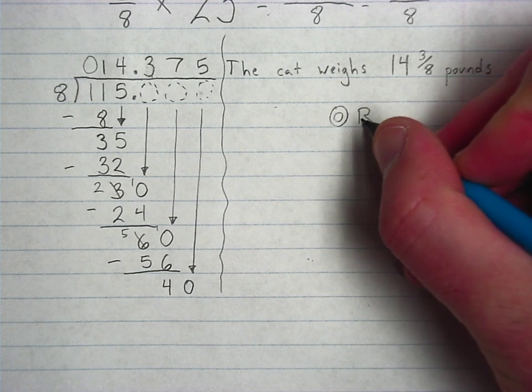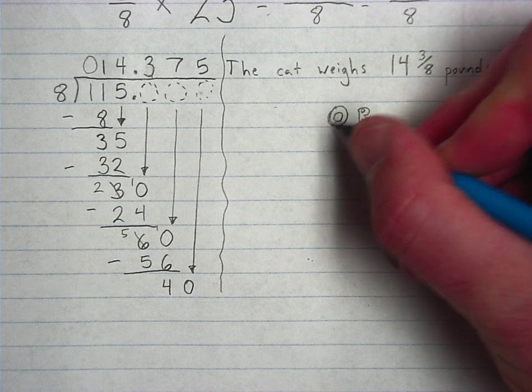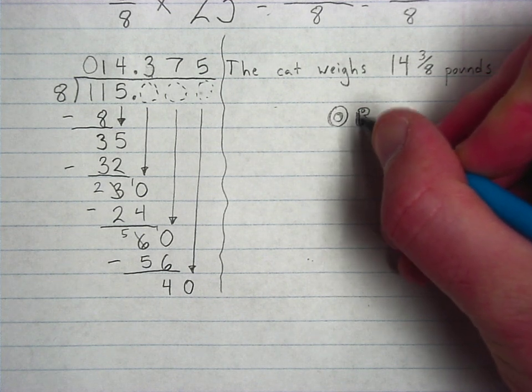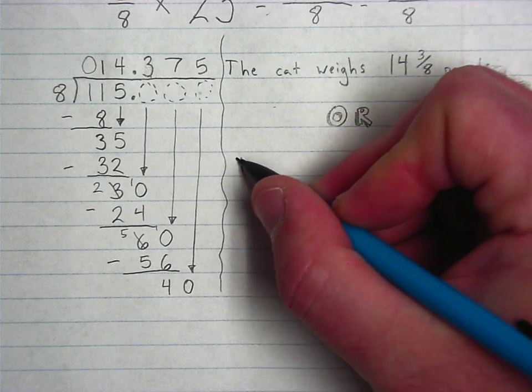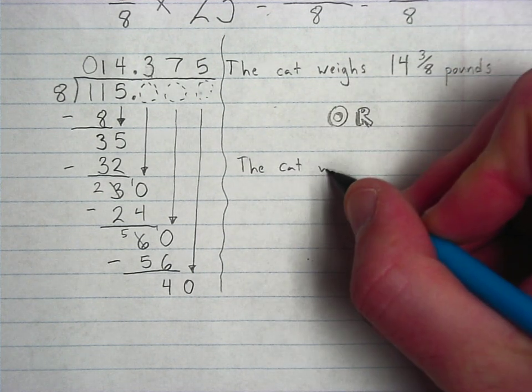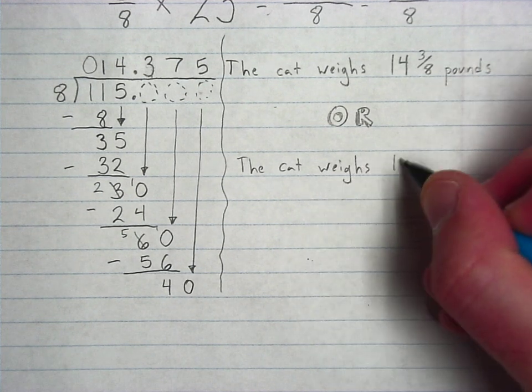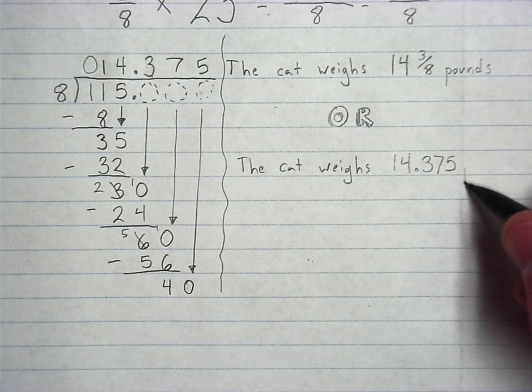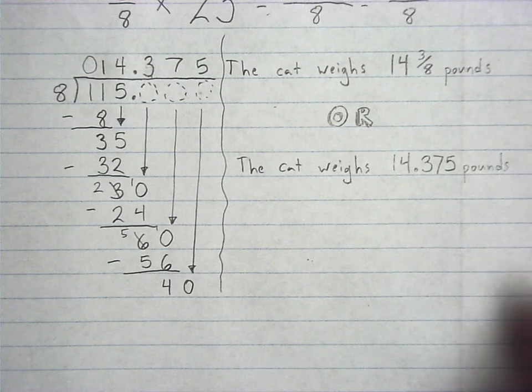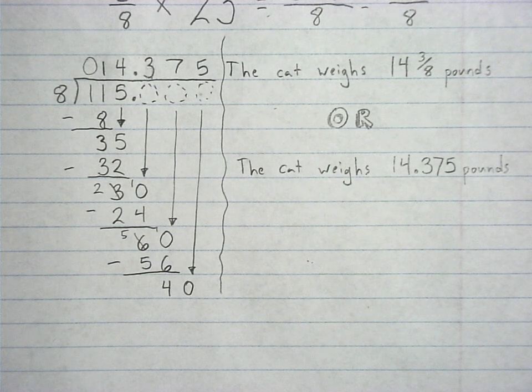Or, we can say it a different way. We can also say the cat weighs 14 and 375 thousandths pounds. I'm not sure which would really be better. They're both kind of convoluted because of the fraction, because of the decimal. So really, unless the problem asks, it comes down to what you prefer, what you are comfortable with.